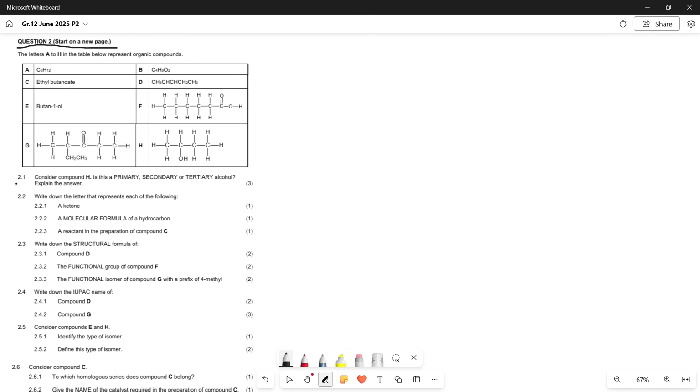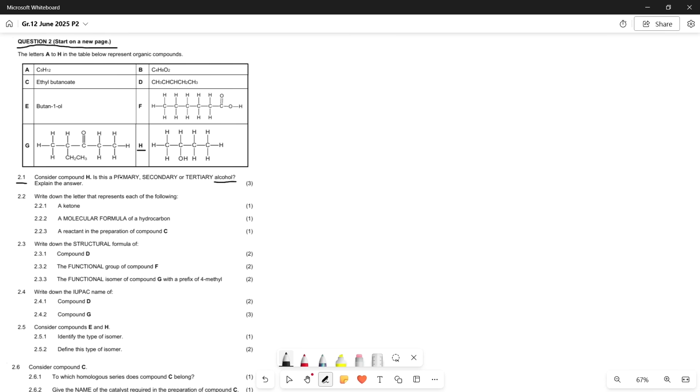So 2.1 over here says consider compound H. Is this a primary, secondary, or tertiary alcohol? Explain the answer. They love this question. I've seen this question in almost every June prelim and final, so it's a very good question to understand. Off the bat, they've told us that this is an alcohol.